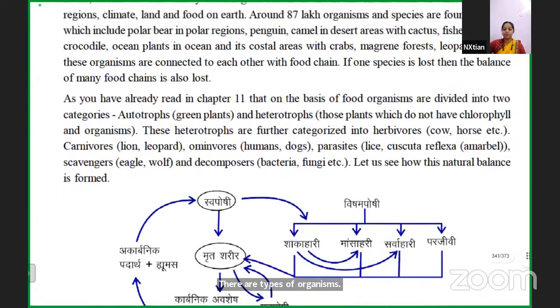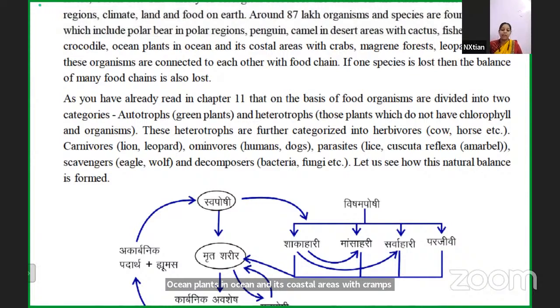On the basis of food, we have already done the types of organisms. Now, around 87 lakh organisms and species are found on Earth, which include polar bear in polar regions, penguin, camel in desert areas with cactus, fish, tortoise, crocodile, ocean plants in ocean and its coastal areas with crabs, marine forests, leopard, etc.